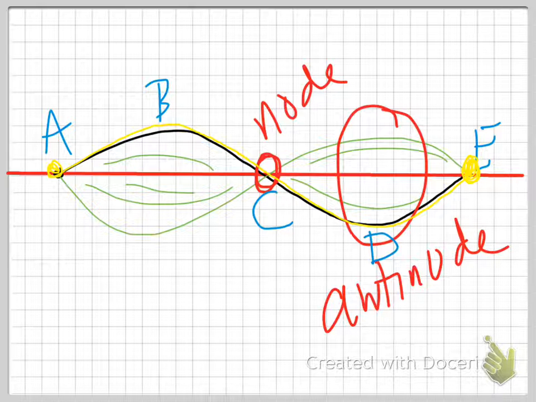Okay? And I ask that because generally about half of physics students, when I ask that question the first time, will say, oh, A to C, but that's not a wavelength. That's half a wavelength. So there's a neat little pattern to these things.